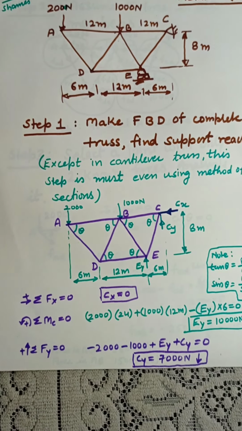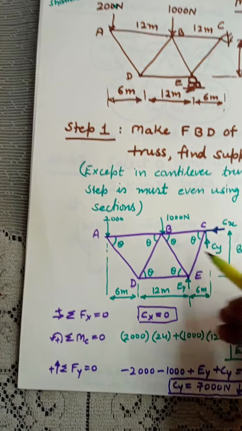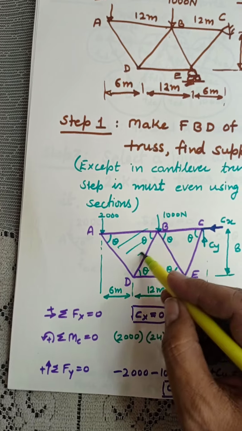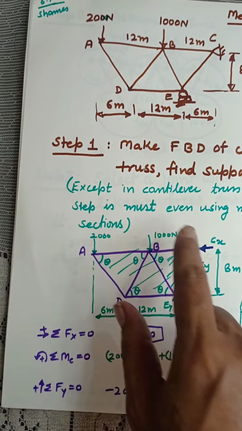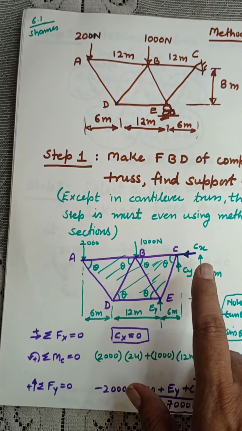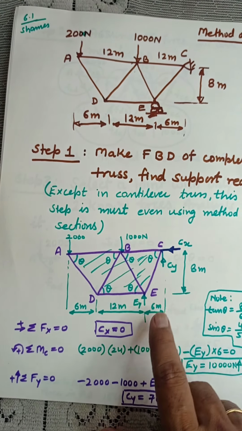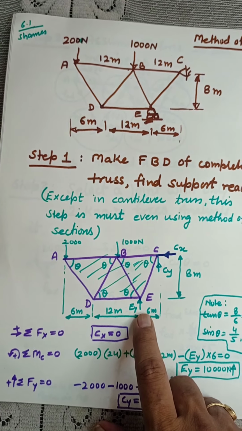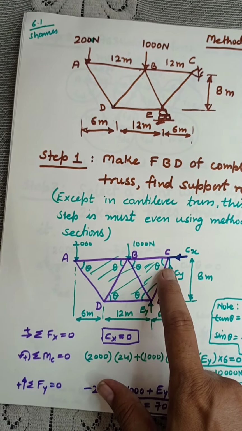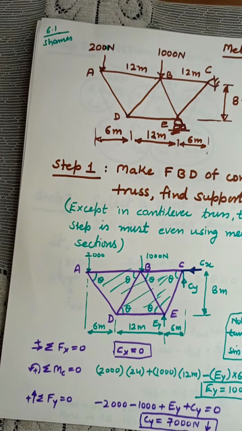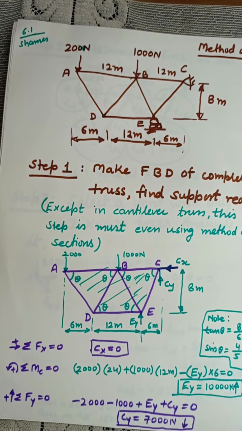For this purpose, we have to assume the complete truss as one rigid body. Assume this is completely one rigid body, one solid, and then see that there are two unknowns at the hinge support and one unknown at the roller support. We have taken these directions, but you can take any direction you want, and then try to implement.